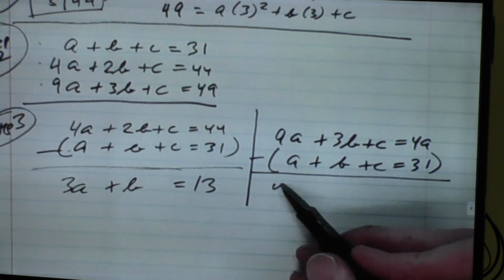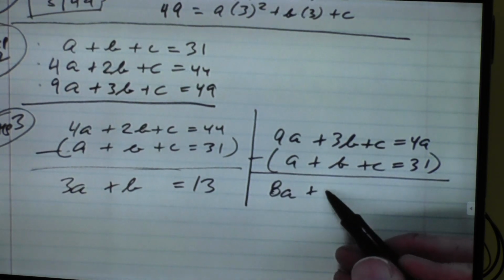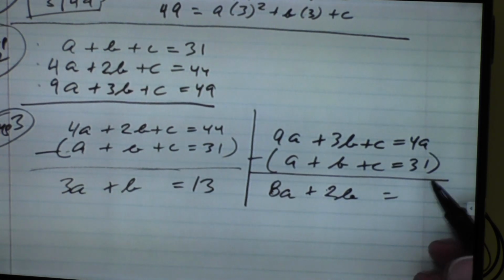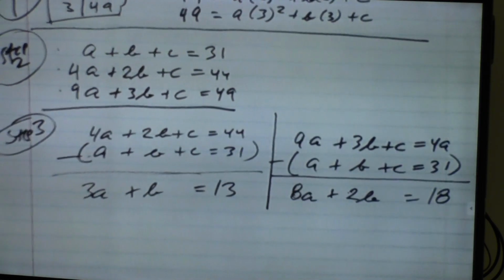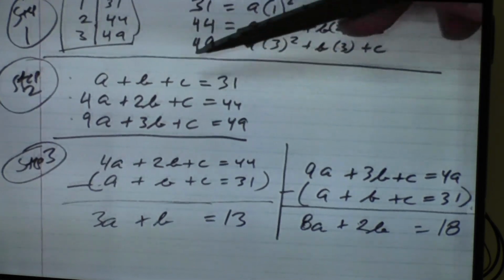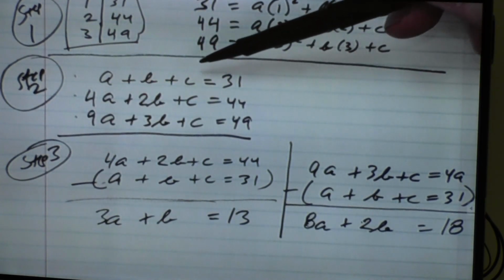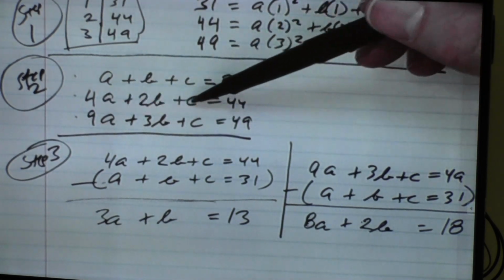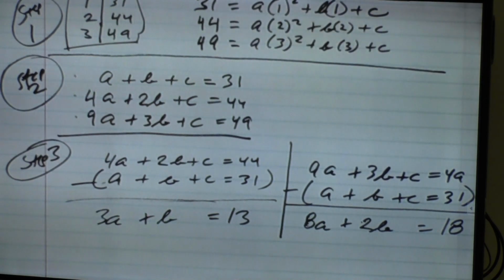Nine take away 1, it looks like I've got 8A. 3 take away 1, I've got a 2B here. 49 minus 31 is 18. So, again, a reminder that when you have no coefficients with the A, B, and C, then it becomes really useful for you. All of them have a C, so I just do that one minus that one, and I get rid of the C. This one minus that one, I get rid of the C.